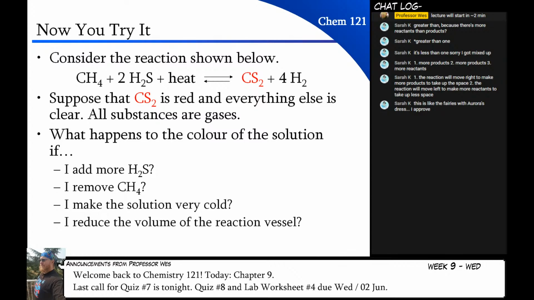Okay? So if you add H2S to the system, which direction does equilibrium move? What color will it turn, more or less red? What if you remove methane? What if you make it cold? So go through these. I'm going to give you like 4 or 5 minutes to do that, and then we'll go over the answers together.